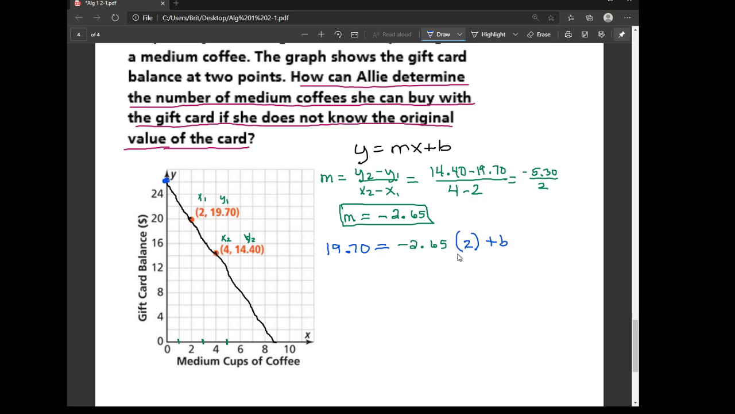So then I'm going to go ahead and multiply together my two values here. So I have 1970 equals negative 5.3. Okay, I knew that one right away because I divided by 2 here to get the 265. So if I multiply by 2, it goes back to the original value.